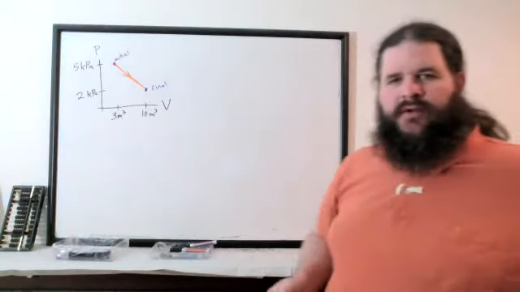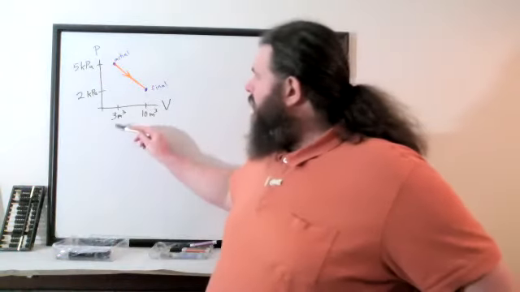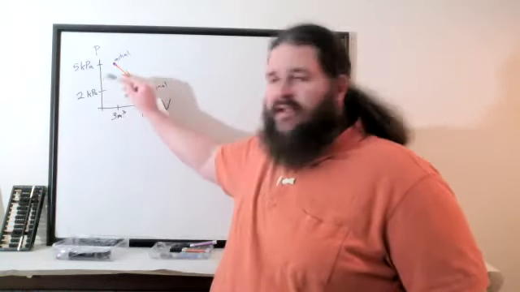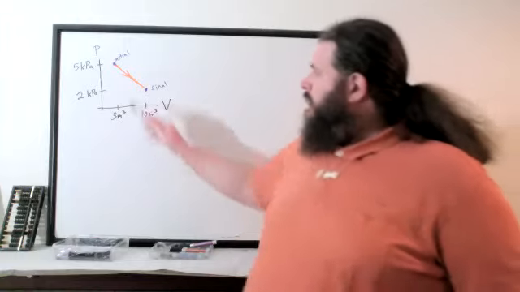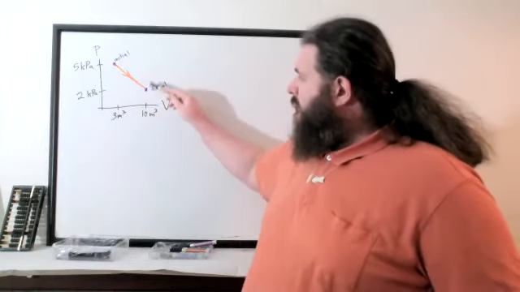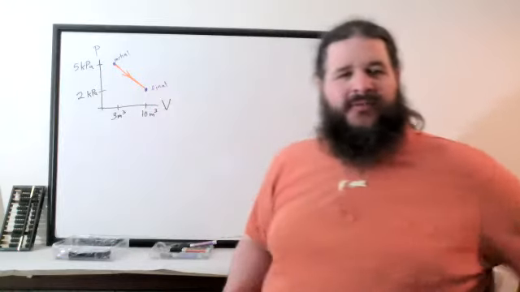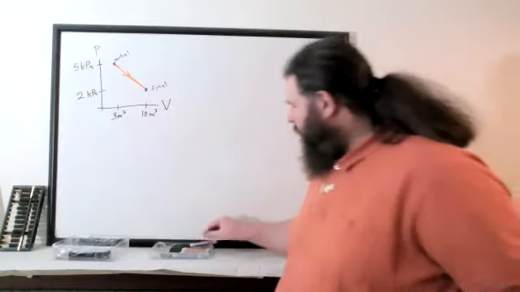All right, so here's our process. The gas starts at 3 cubic meters of volume, 5 kilopascals of pressure, and then changes until it's 10 cubic meters of volume, so it's expanding, and only 2 kilopascals of pressure, so it's at a lower pressure.